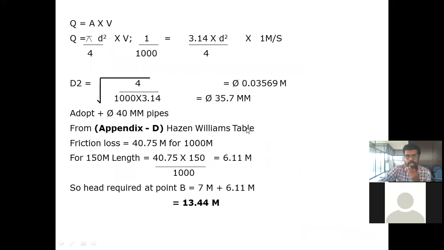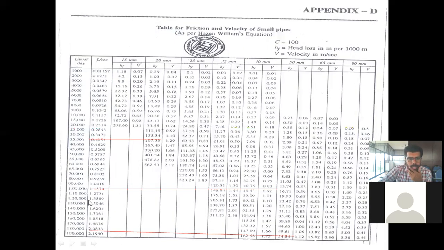From Appendix D, the Hazen-Williams table, friction loss is equal to 40.75 for 1000 meter. You know that the diameter is 40 mm, and the velocity is 1 meter per second. So from there let's see what the value is. In the Hazen-Williams table, 1 liter per second is the flow and 40 mm is the diameter. From there you get 40.75 as the frictional loss.